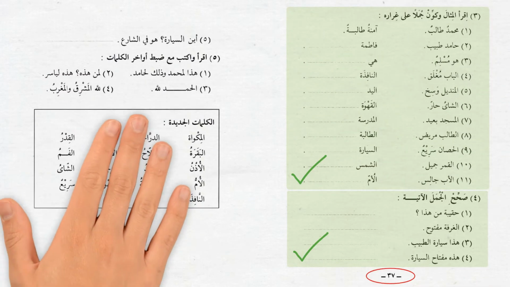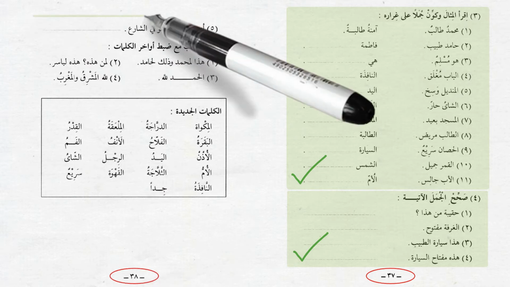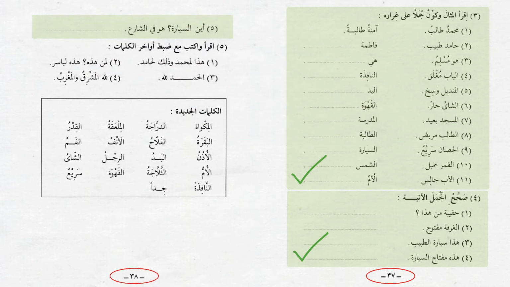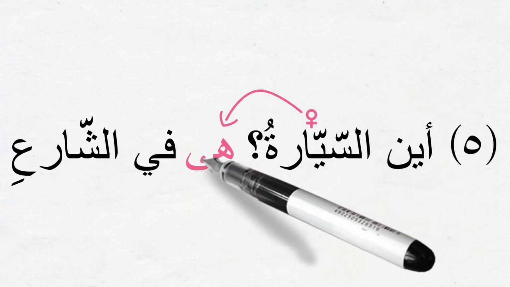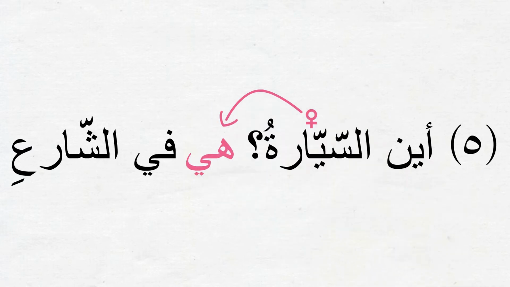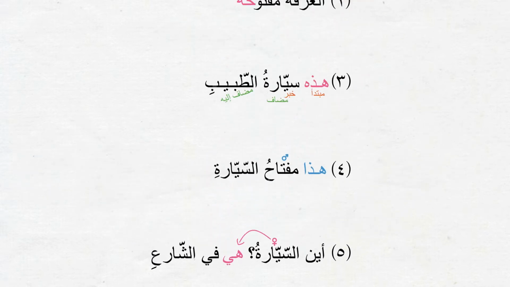Let's flip over to the next page. We have the last sentence of the exercise on the top. أين السيارة؟ هو في الشارع. What is wrong in these sentences? We are asking about السيارة, which is the mu'annath ism. And the response, we should use mu'annath ضمير for it. So we need to change هو to هي. أين السيارة؟ هي في الشارع. Where is the car? It is on the street.